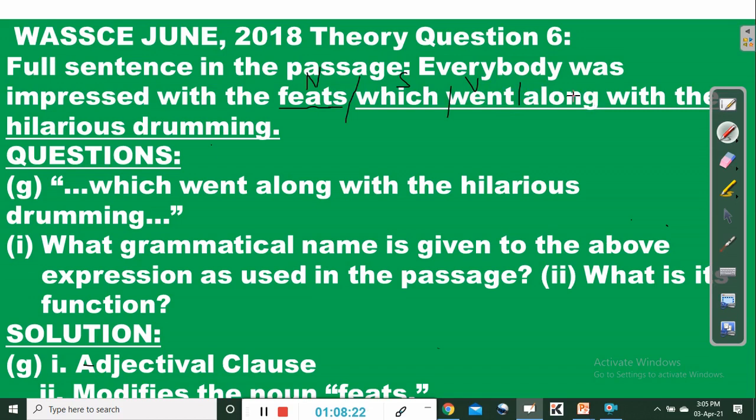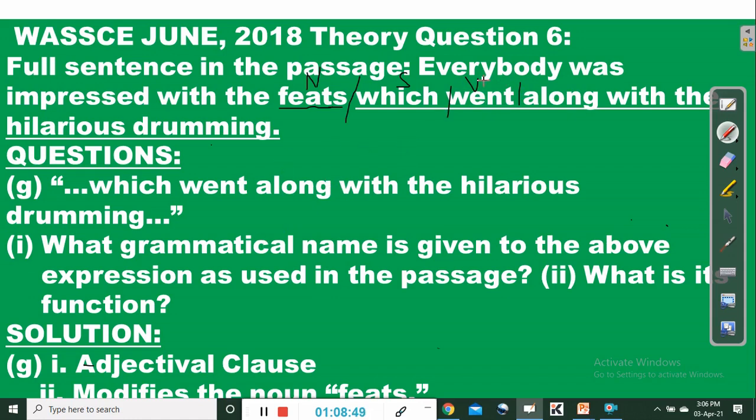Another name for adjectival clause is a relative clause. I have uploaded a video with the title, How to Use Relative Clauses in English. I want you to look for that particular video. It will show you more about adjectival clauses, which we also call relative clauses.